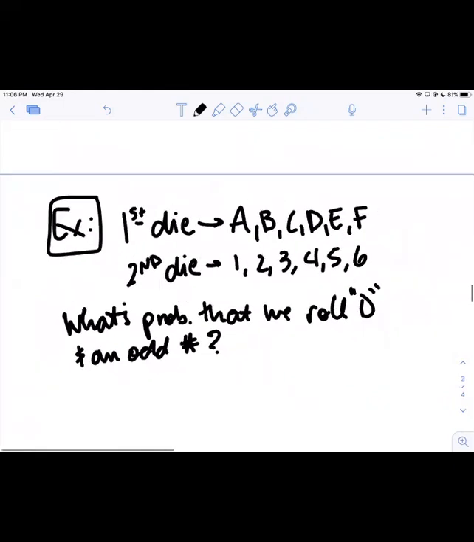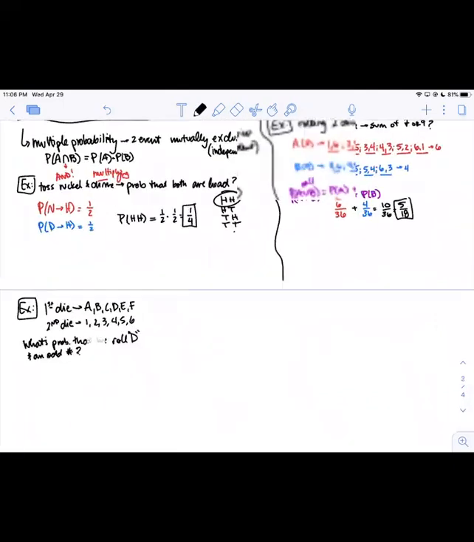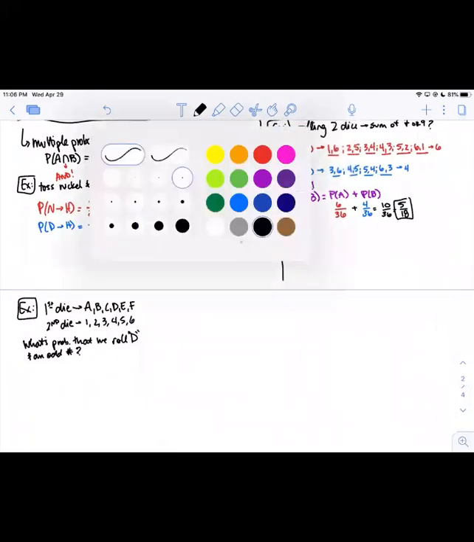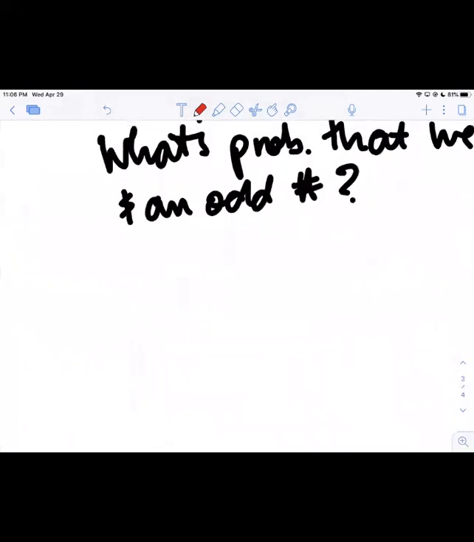So whatever I roll on the first die does not affect what I roll on the second die and vice versa. So I am just worrying about 1 die at a time. What's the probability that I'm going to roll a D? Well, there's only one side that has a D, so it's going to be 1 out of 6. Similarly, what's the probability that I'm going to roll an odd number? There are 3 odd numbers of my 6 sides. So I'm going to say 3 over 6.